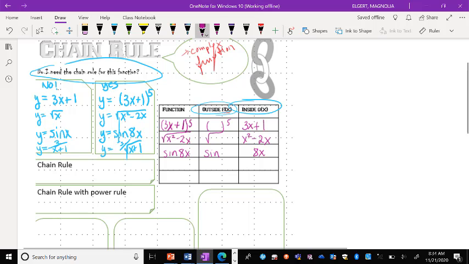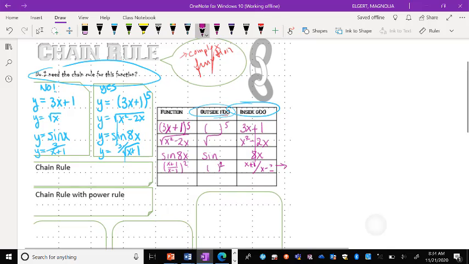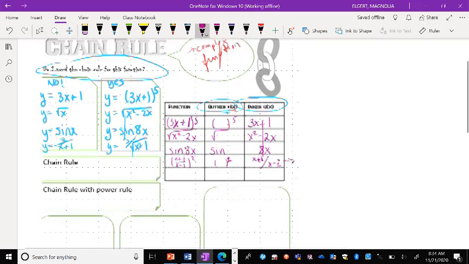What if I have, well, this one's kind of weird. I don't know if I have enough space for this. x plus 1 over x minus 3, squared. The outside function is the squared function. The inside function is x plus 1 over x minus 3. This one is special because we are going to use the chain rule, which we're going to learn, and the quotient rule. So that's kind of a special one.